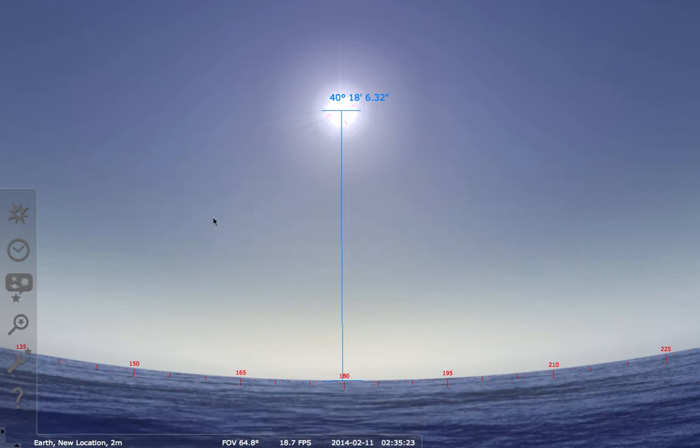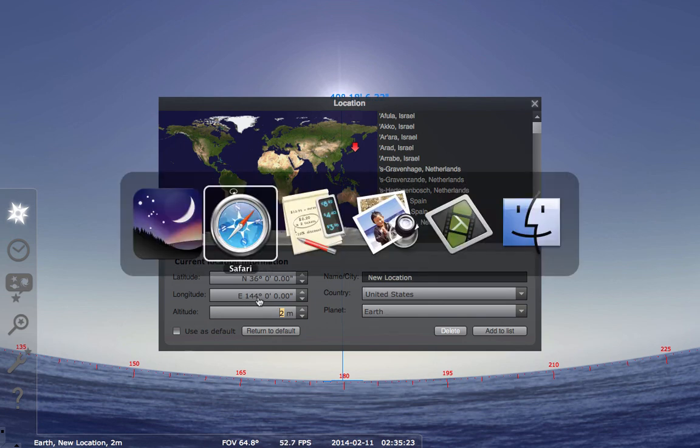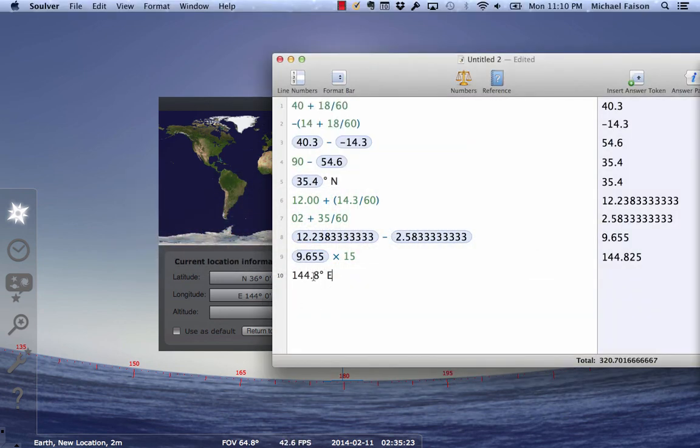So I'm going to go to Stellarium, and I'm going to click here. And aha, I got plopped down at 36 degrees north and 144 degrees east. So that's not too bad. It's within a degree. Maybe I could have been a little more precise with my measurements, but it gives you the idea. Could have been a little bit more accurate, but not too bad.